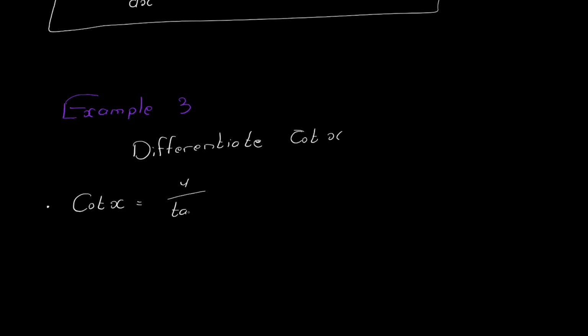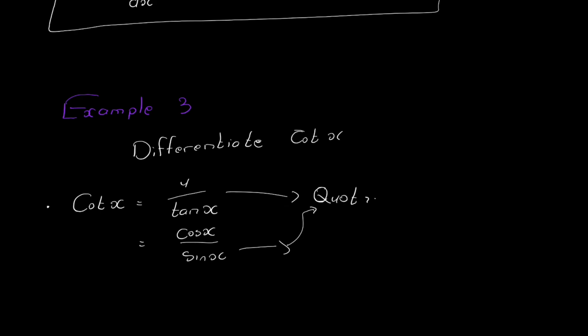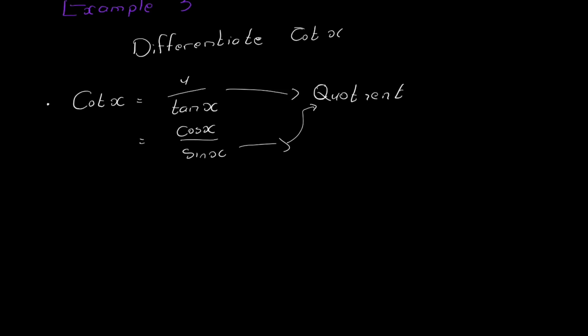And what is tan x? Tan x is sine x on cos x. That means cot x can still be written as cos x on sine x. So in this case, we still have two different forms. Both forms are fractions. That means both forms will require us to use the quotient rule. But which form should we use? Both forms will lead us to the same answers. So we will use the first form, that is 1 on tan x, because in this case it is much simpler.